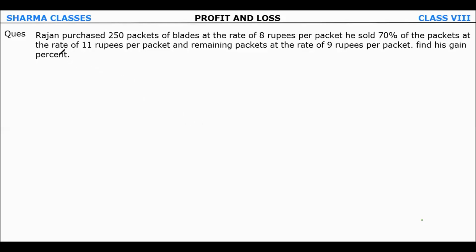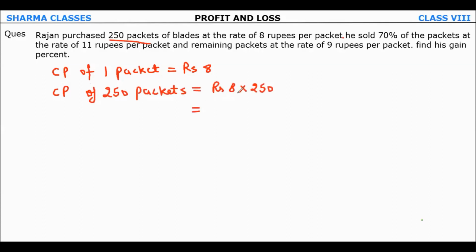Now the next question says, Rajan purchased 250 packets of blades at the rate of 8 rupees per packet. The cost price of one packet is rupees 8, and there are 250 packets in total. So we will write the cost price of 250 packets. How will we find it? By multiplying rupees 8 with 250, and from here we get 2000.